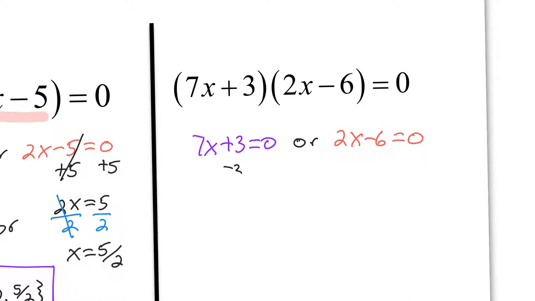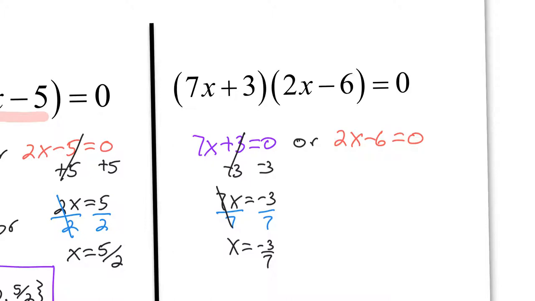So I'm going to subtract 3 from both sides right here. So 7x equals negative 3. I'm going to divide by 7. This turns into 1. So x equals negative 3 over 7. And you always want to check if you can reduce the fraction. And you guys can't. So that's one answer. Don't give me mixed numbers. If you can turn into a mixed number, that's okay. Leave it as an improper fraction.